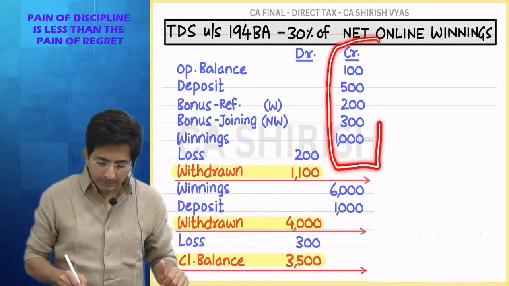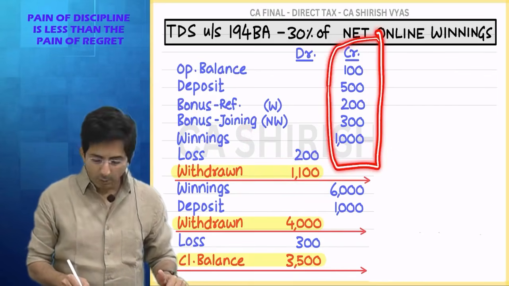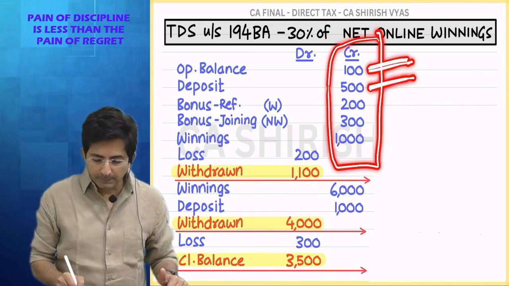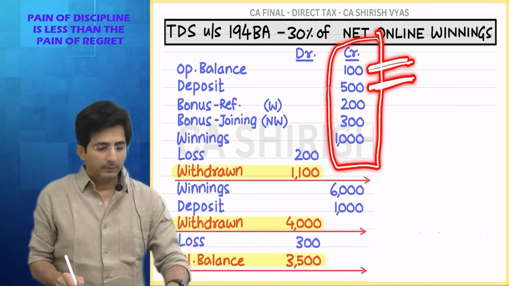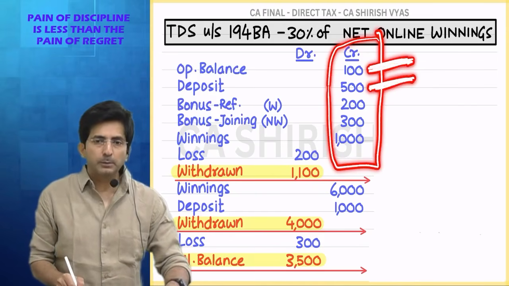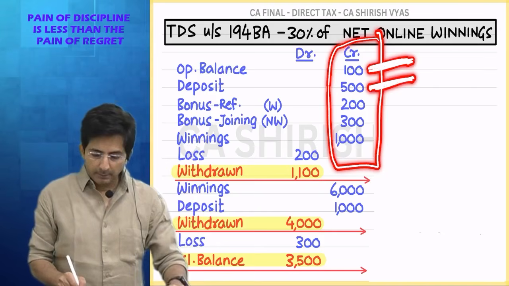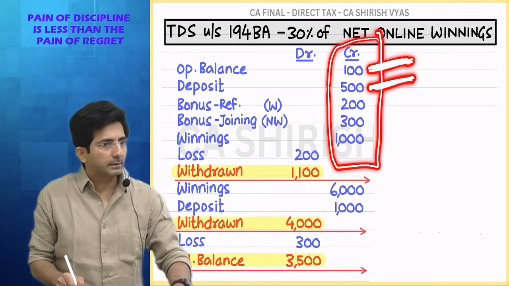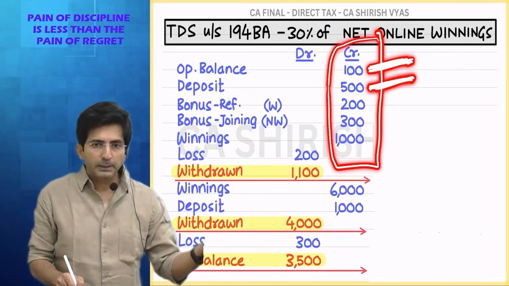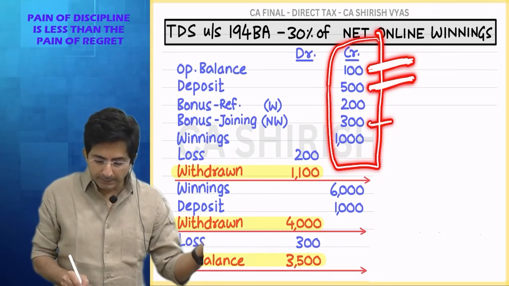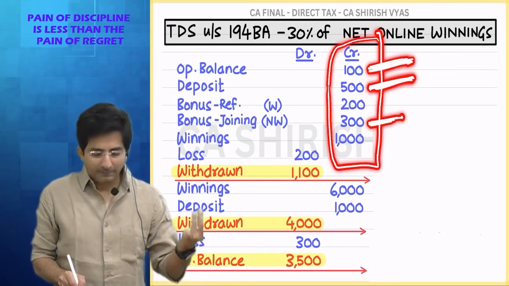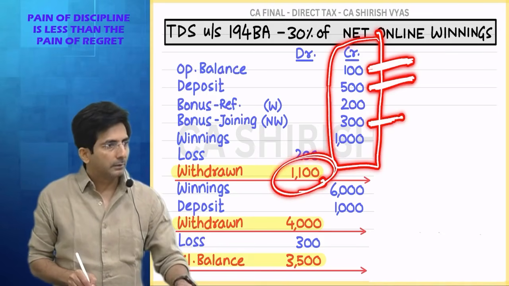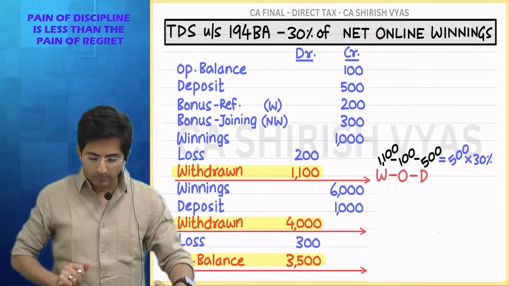In my account, these are the credit balances, of which 100 and 500 cannot be subject to TDS. Why? 100 cannot be subject to TDS because it was already deducted in the last year. Deposit is my own money, it is not my income, so it cannot be subject to TDS. All other things can be subject to TDS. And even this cannot be subject to TDS, the 300, because it is anyway not there in the withdrawals. So see, the Act has made a formula. See the formula.